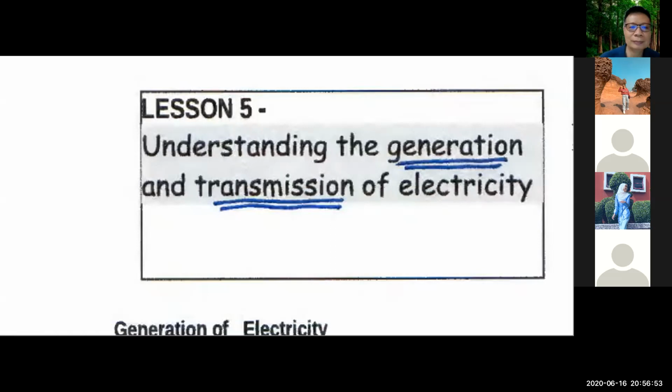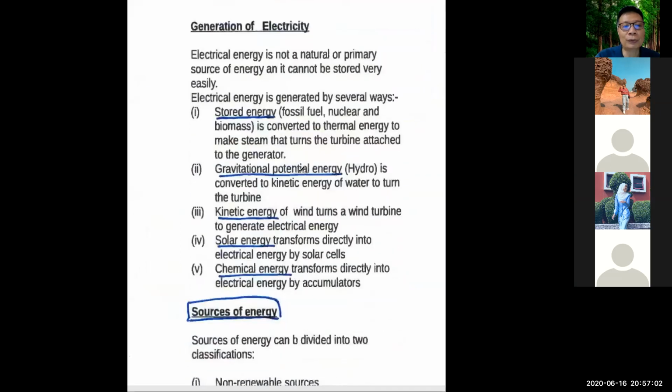Okay, now we start. First one is generation. Generation means how to produce electricity. Please highlight: 1, 2, 3, 4, 5. There are 5 different methods to generate current. First one is using stored energy, for example fossil fuel. Fossil fuel means diesel, petrol.